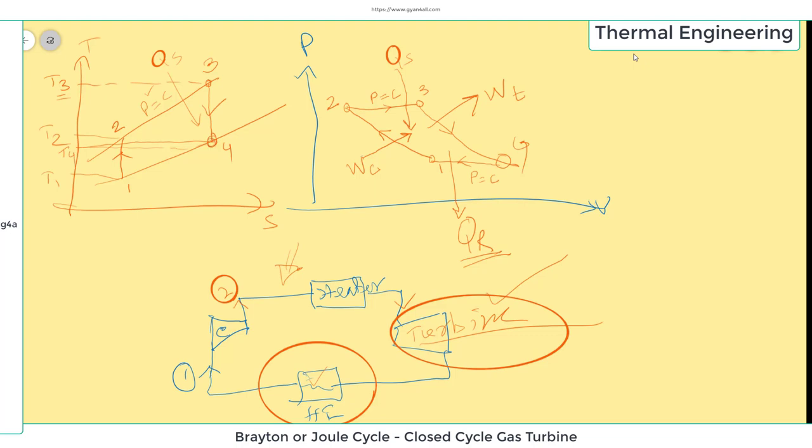So that is the TS diagram of expansion. Here this is the constant pressure line P1 and this is the constant pressure line P2. So P1 equals P4, and P2 equals P3. Why? Because this is constant pressure.